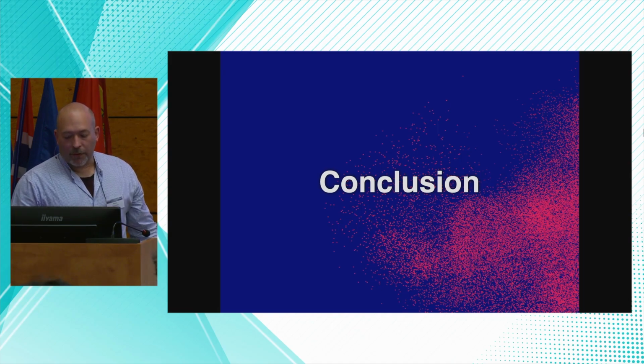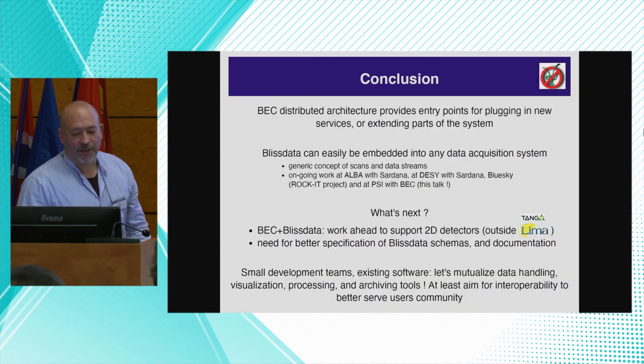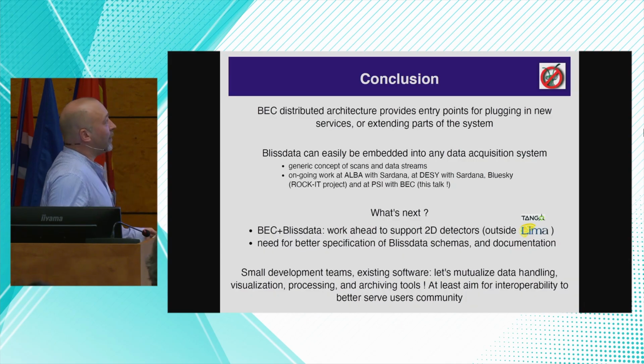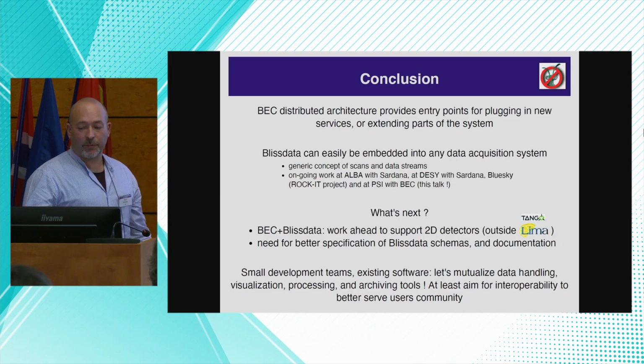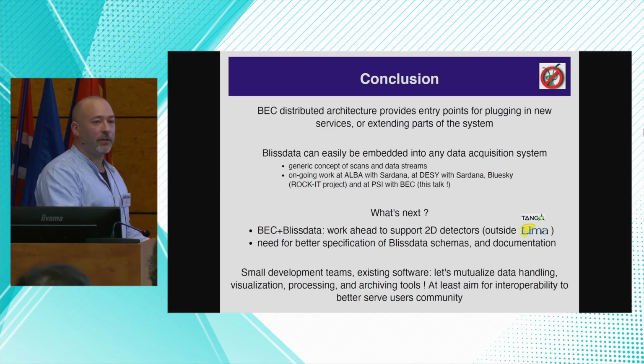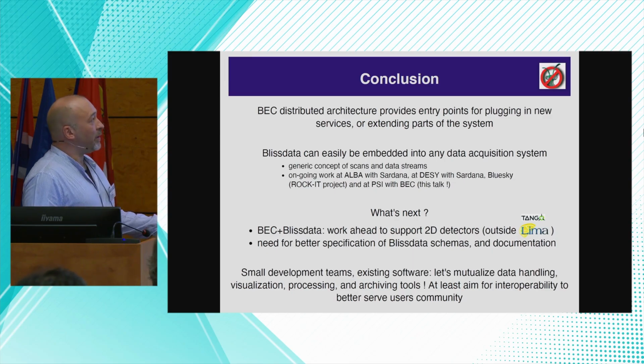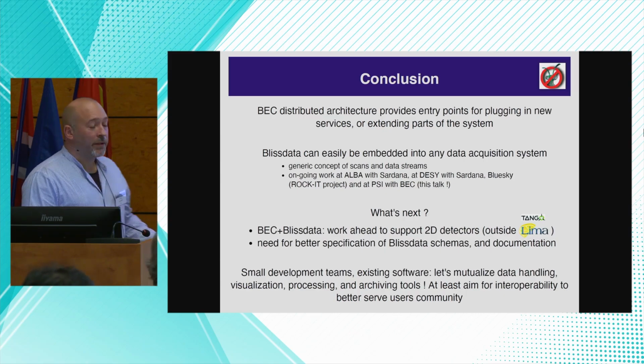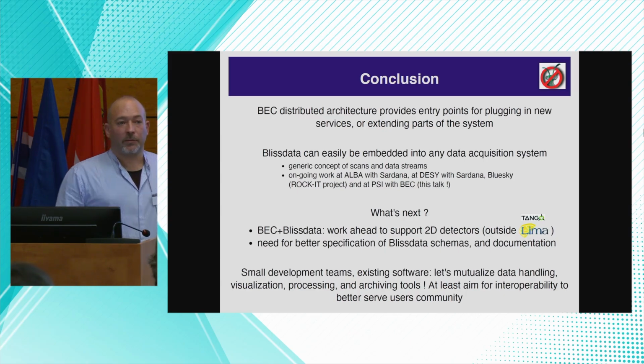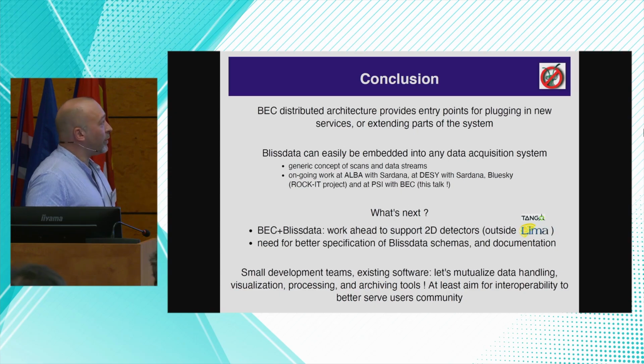So as a conclusion to this talk, not this work, it's not finished yet, I would say that we have a nice distributed architecture, which provides entry points for plugging in new services or extending parts of the system, thanks to the Redis connector and the messages. But also we can see that Bliss data can easily be embedded into any data acquisition system, because there are generic concepts like scans and data streams, which are very simple and correspond well to the business domain, I would say.